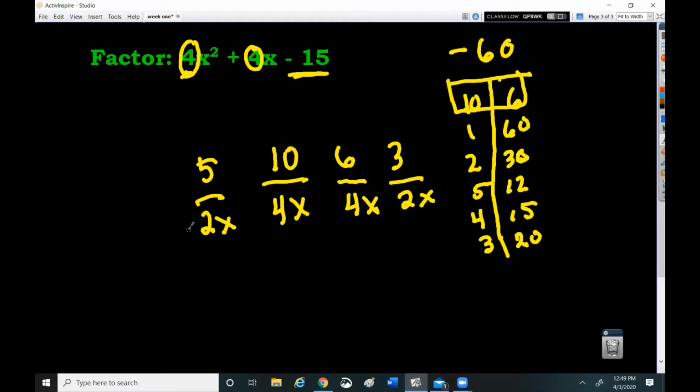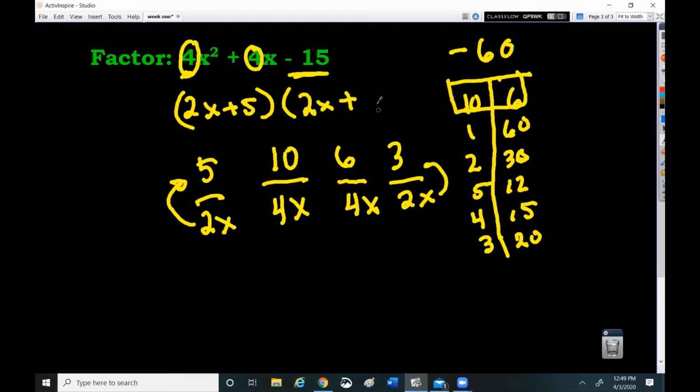So look, we're going to write 2x plus 5 times 2x plus 3.